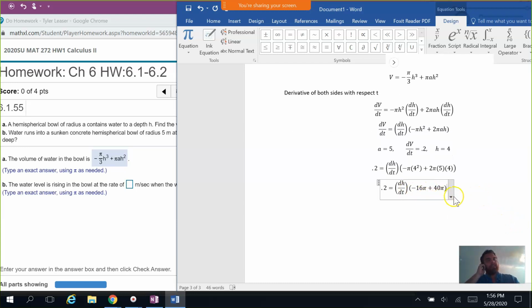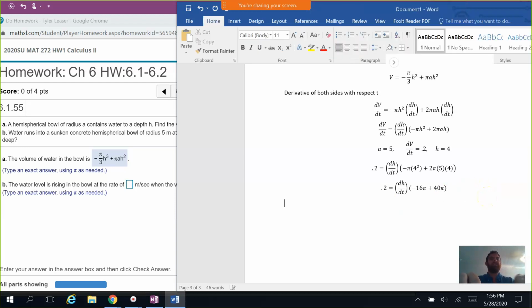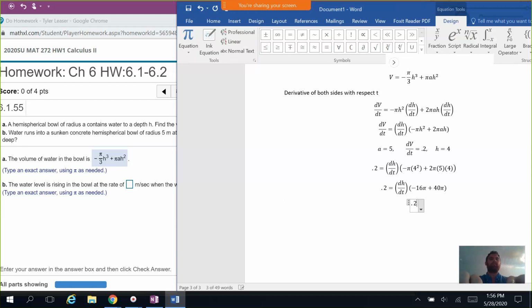So 40 minus 16, I think, is 24, and we're just going to divide that 24 over. So whatever that is, right? 0.2 divided by 24 and simplify that down. I'll do it in my calculator here. It says it's 1/12. So 1 over 12 pi. That pi is in the denominator. Just to type it in.